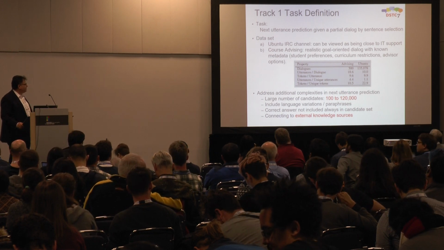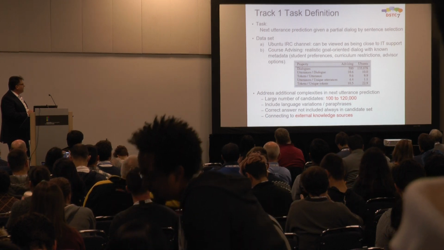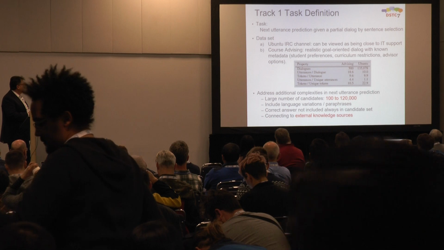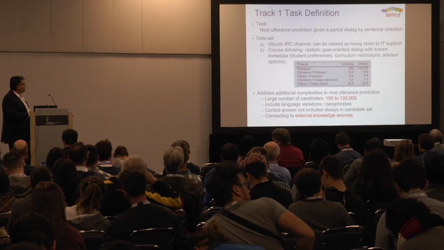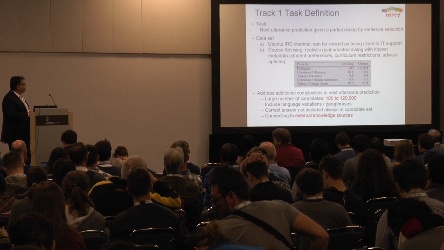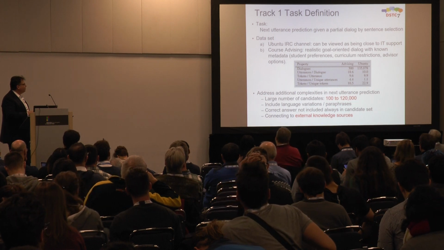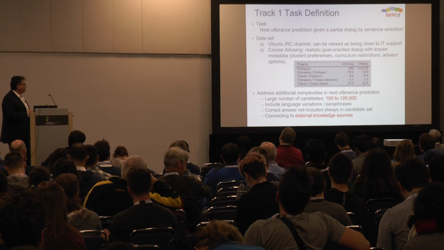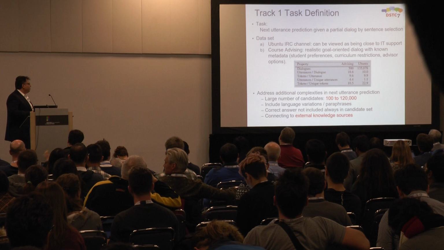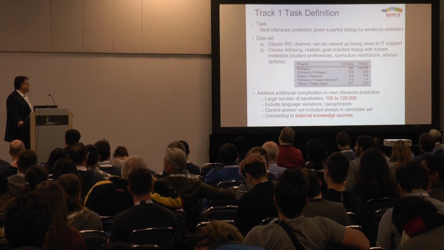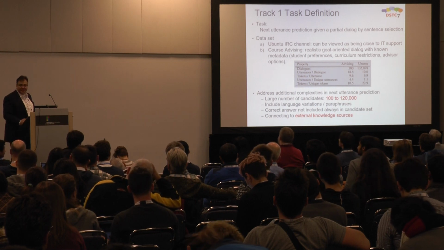The statistics of what these dialogues were like are shown there. And we produced a large number of candidates so as to increase the complexity. We included language variations because, for example, for the course advising dataset, for each sentence, Mechanical Turk was used to produce, through crowdsourcing, 4 to 5 different paraphrases of the same utterance. And then we also included cases where the correct answer was not included in the candidate list, and so the system would have to say that I don't know, basically.